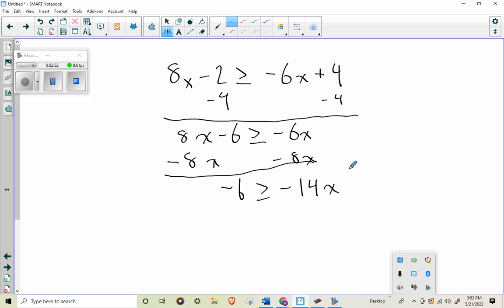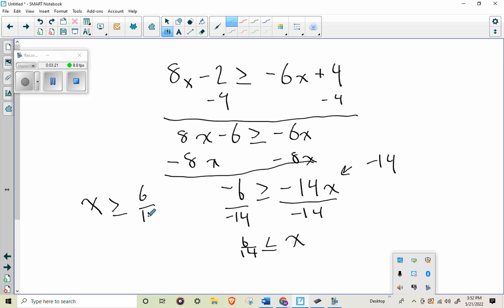Right here, I'd have to divide both sides by negative 14. Since I'm dividing by negative 14, this becomes whatever, 6 over 14 or 3 over 7, wherever you want to put it. Since I divided by a negative, I would have to flip this sign, okay? And if you get a problem like this where x is on the wrong side, you'd flip the whole thing. You say x is greater than or equal to 6 over negative 14.